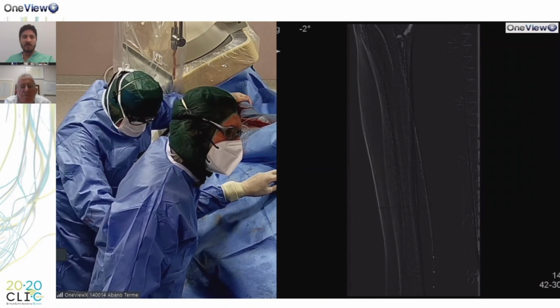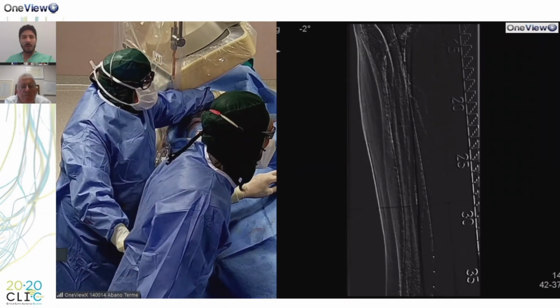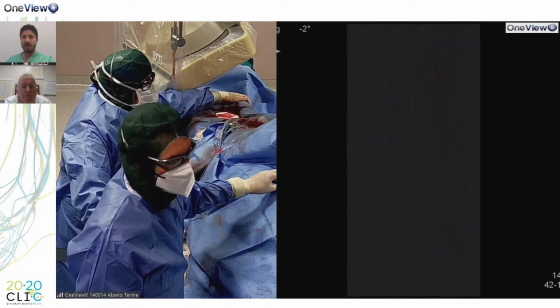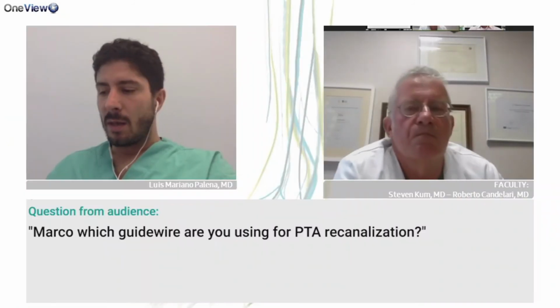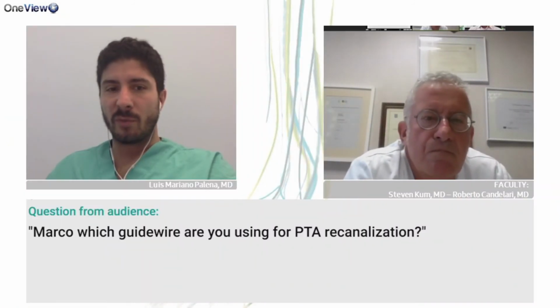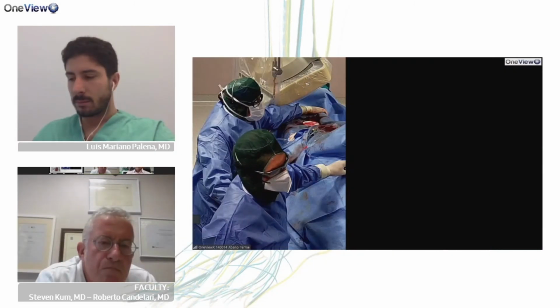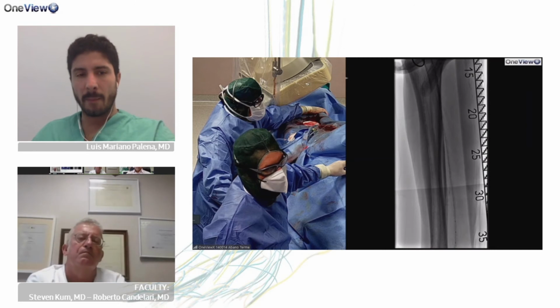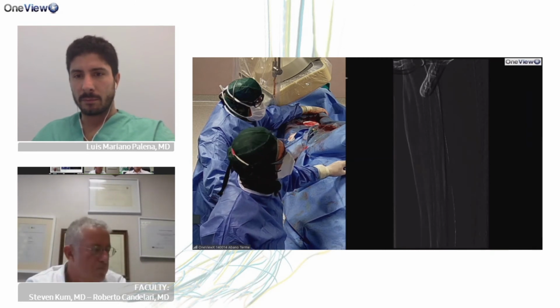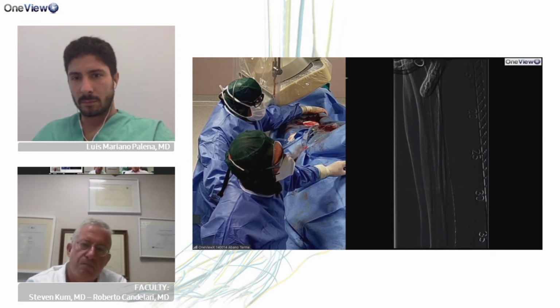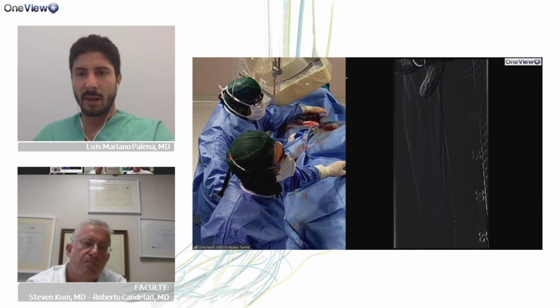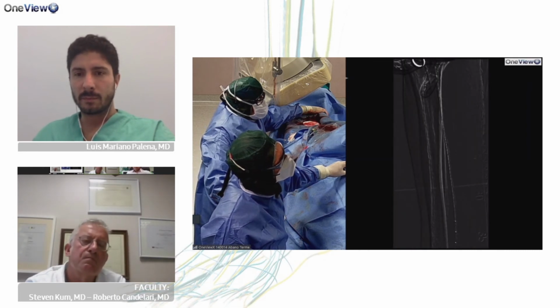There is a question from Roberto Lorenzoni about your recanalization of PT. He asked, which guide wire are you using for that? In the posterior? Yeah. I think it is a V18 like before. Yes, it was a V18.